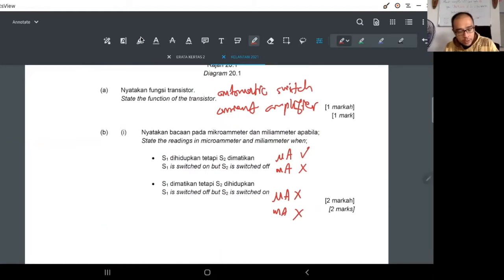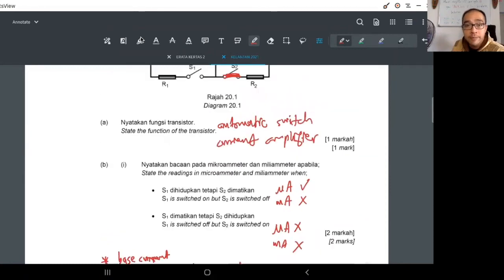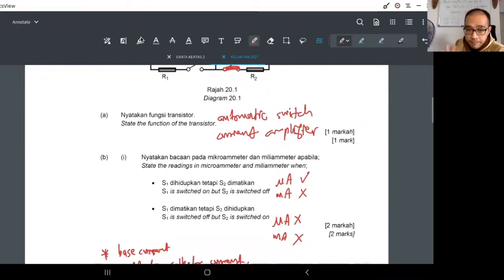So write down there to remind yourself: base current affects collector current, and not the other way around. Collector current does not affect base current at all. Base current is like, whatever, you don't want to be on, not my problem, what matters is I'm on. But the collector current depends heavily on the base current. If there's no base current, the collector current is like, oh sorry, I can't live without you, base current. Wow. So please remember that.